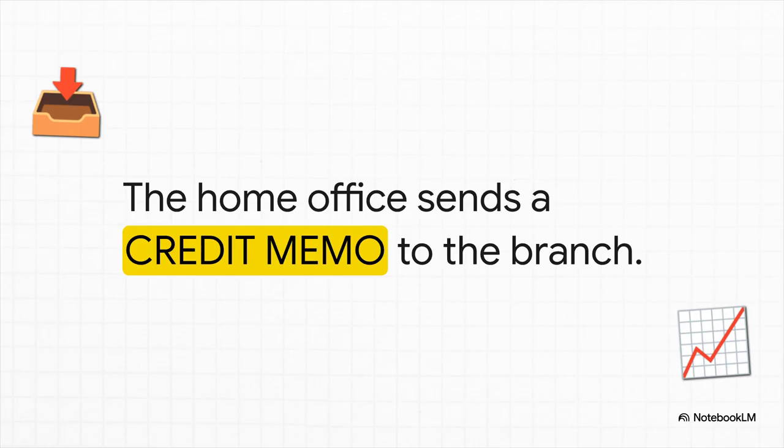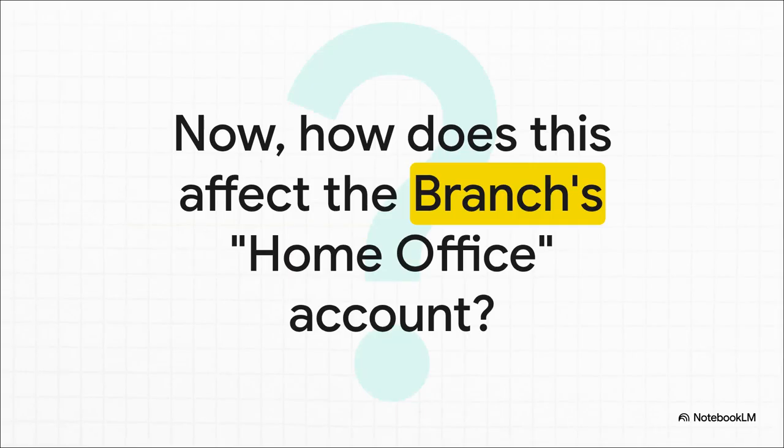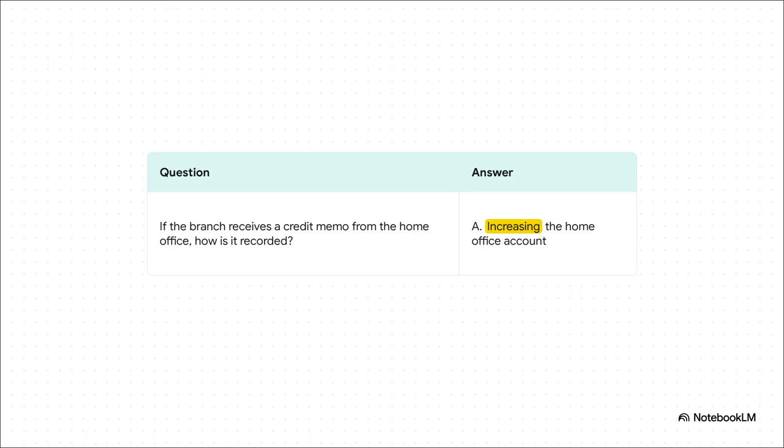Okay, let's flip the script. Scenario 2. This time, it's the home office sending a credit memo to the branch. All right, it's your turn again. You know the drill. Based on everything we just talked about, what does a credit memo from the HO do to the branch's home office account? Think about that mirror. And you got it. It's A. It increases the home office account.